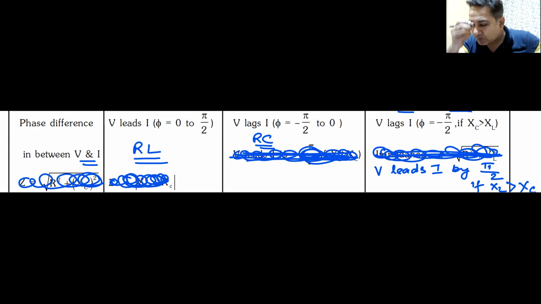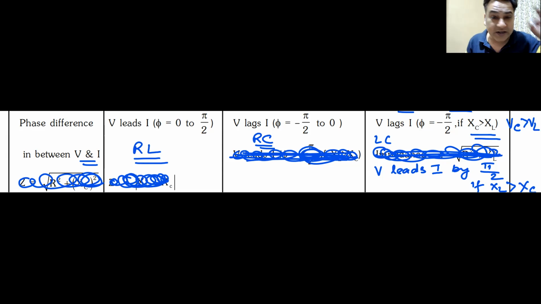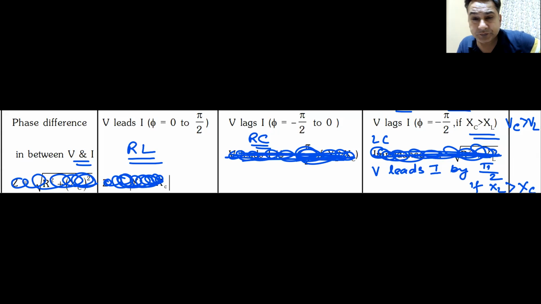Now here is the thing that you must remember. In an LC circuit, if VC is more than VL, or XC is more than XL, please listen to me carefully. The one below is more, the one above is less, downwards is more, upwards is less, then the voltage will lag current by an angle of minus pi by 2.